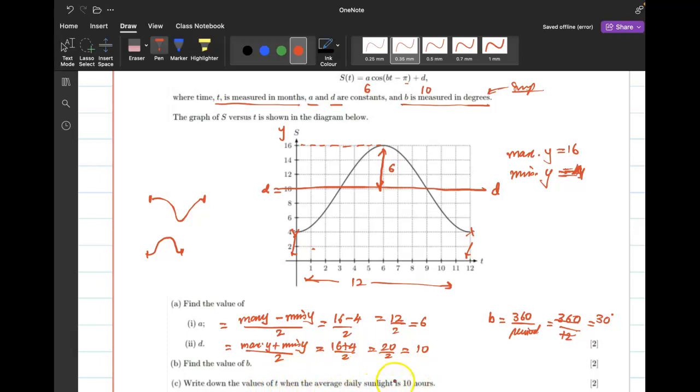Write down the temperature when the average daily sunlight is 10 hours. So when the daily sunlight is 10 hours, write down the values of T. So basically now my model becomes y is equal to A, which is 6, cos, B we got as 30T, minus pi, plus D value we got, 10. Correct? So now what we have to do is write down the values of T when the average is 10 hours. So I'm getting this and this.